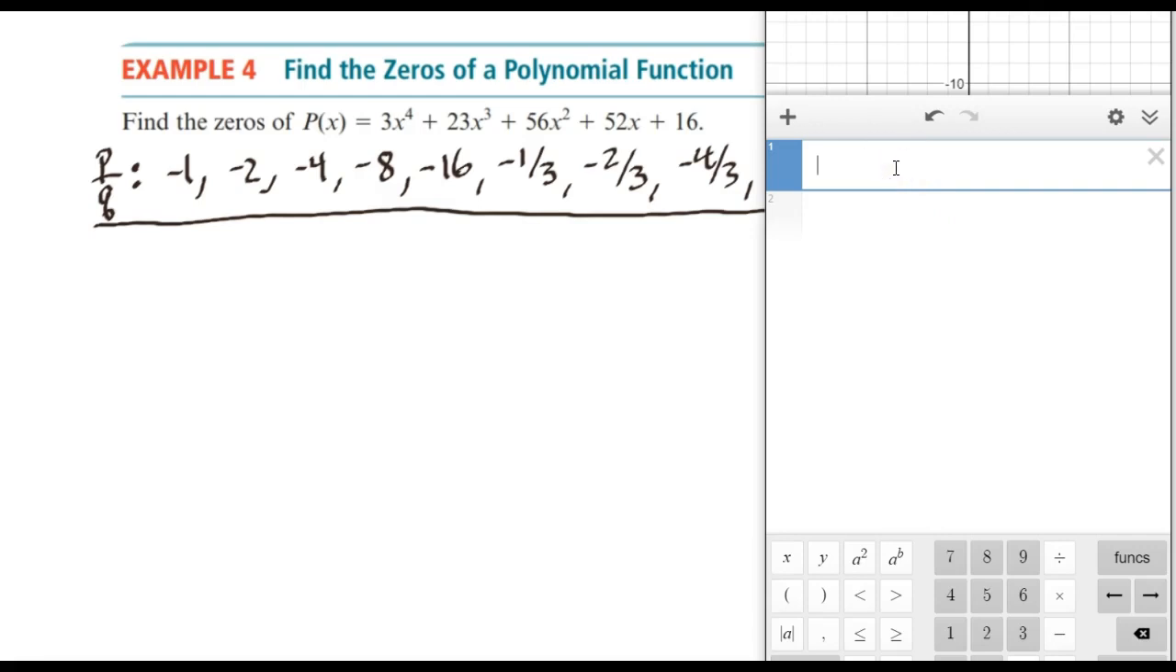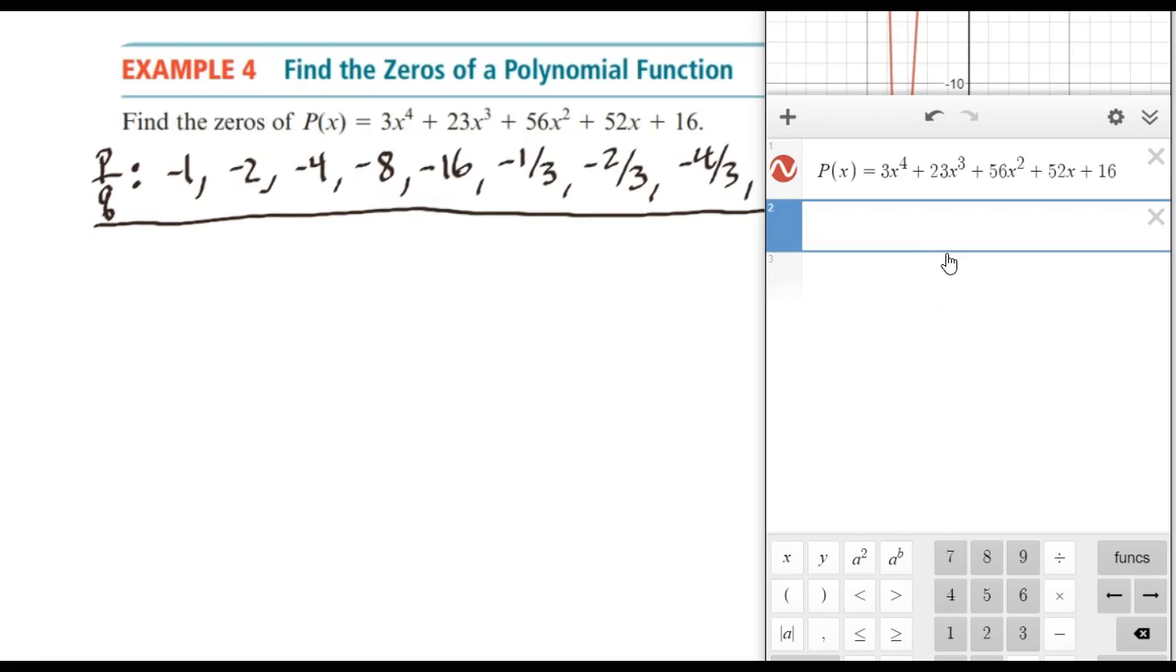But what we want to do is input the function. So we'll have p of x equals, and then we'll enter in 3x raised to the 4th power, and then plus 23x to the 3rd power, plus 56x raised to the 2nd power, plus 52x plus 16. Let me double check I entered this in correctly. I believe so. All right, so this function is now in here. And what we want to do is input values into this function. So I'm going to hit enter, and now p of x is defined as what I just entered above. Now I can enter values into this function by doing p and then plug a value in.